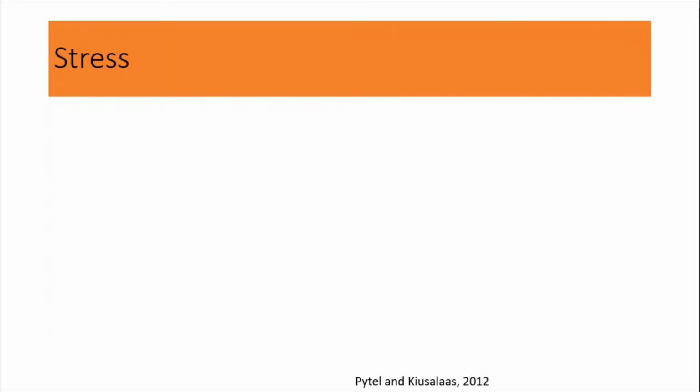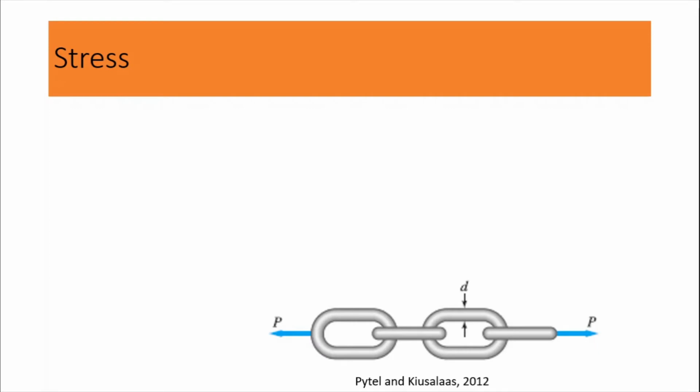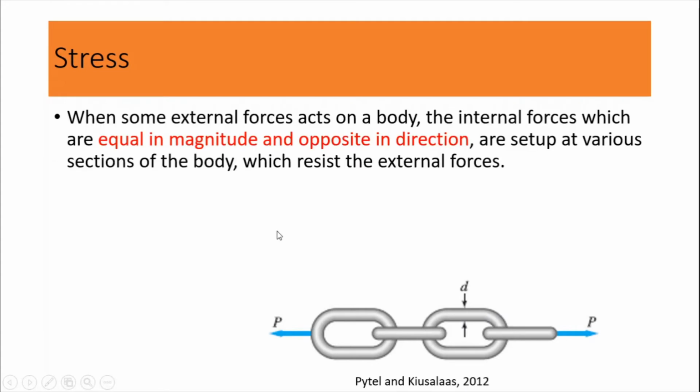So first, what is stress? We see that this is an example of a chain. We apply the pulling load. So the pulling load will create tension in the chain. Due to the load, stresses are developed in the chain. So we'll see the definition of this one.